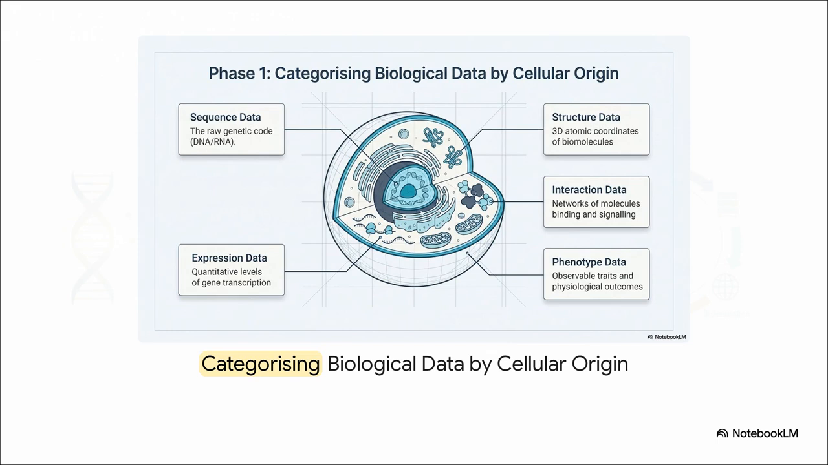Deep in the nucleus, we have sequence data. That's your raw genetic code of DNA and RNA. Move outward a bit and we hit structure data, which maps the 3D atomic coordinates of those biomolecules. Then we have expression data, telling us the actual quantitative levels of gene transcription. We also capture interaction data, mapping out those incredibly complex networks of molecules binding and signaling to each other. And finally, zoomed all the way out, we have phenotype data, the observable traits and physiological outcomes of the organism.